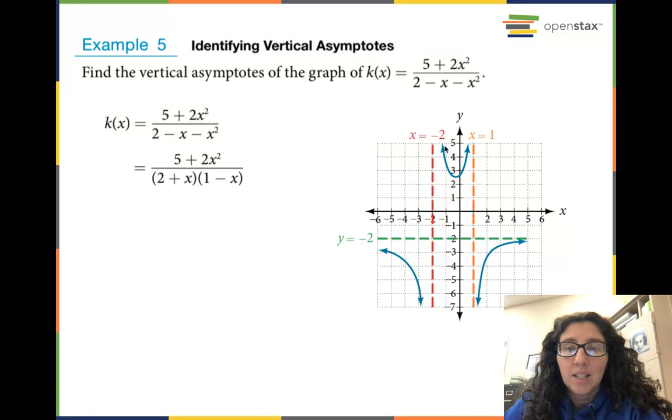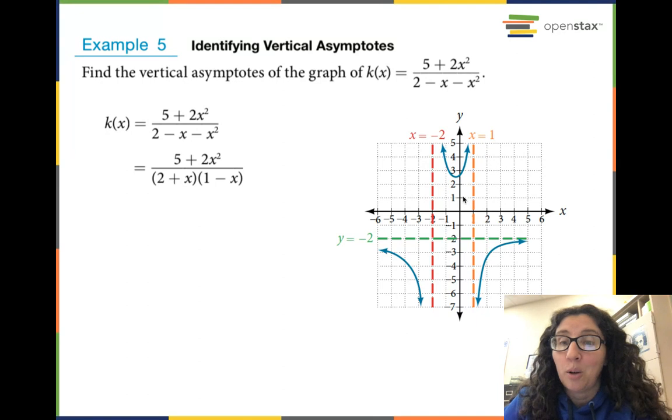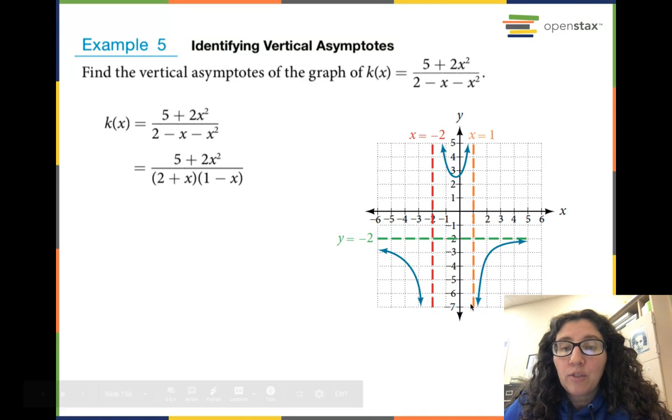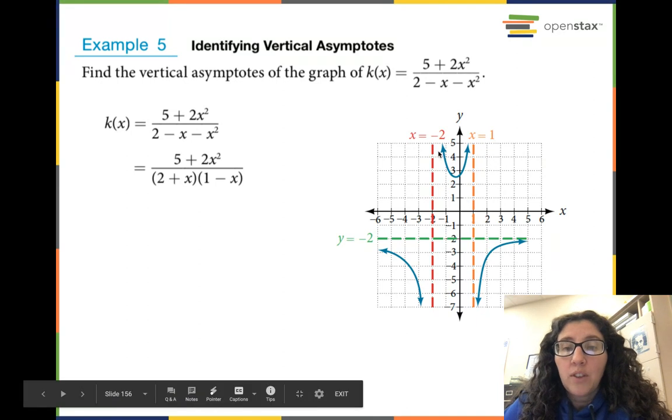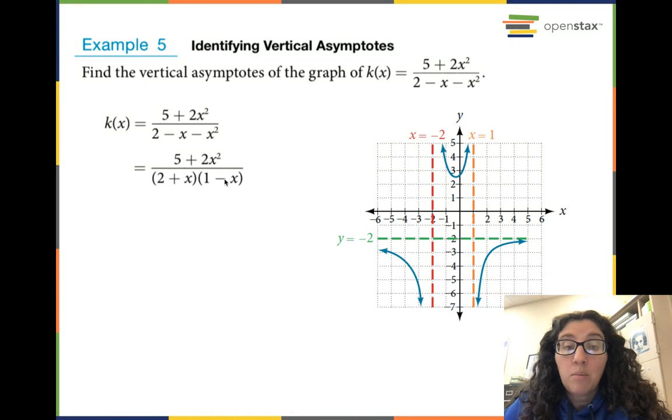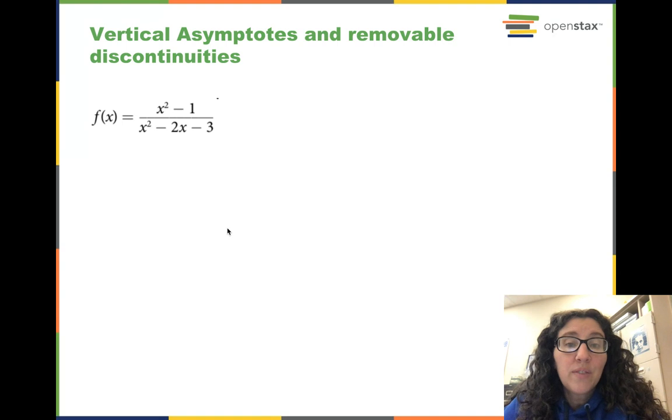At -2 and at 1, the red and orange lines, we've got vertical asymptotes. Okay, and sometimes the graphs can get kind of exciting. We've got like 3 different parts to this graph, right? You're going to be able to graph those in just a little while. But for now, we're just looking for the vertical asymptotes of this graph, and they happen where the denominator is 0. We couldn't simplify that at all. What if we have this function? Let's find the vertical asymptotes and removable discontinuities of this function.